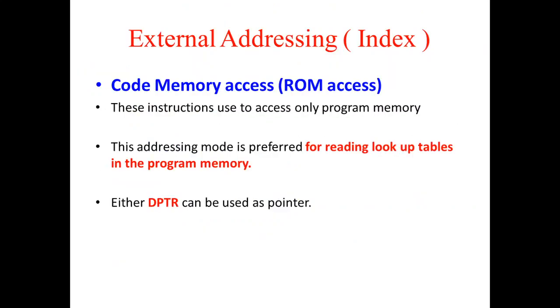Okay, then next we will go for the last addressing mode, that is the external memory addressing mode. We already know there are two types of external memory, code memory and data memory. First we will see code memory. Now our task is to access code from code memory, and for that we take the help of this addressing mode.